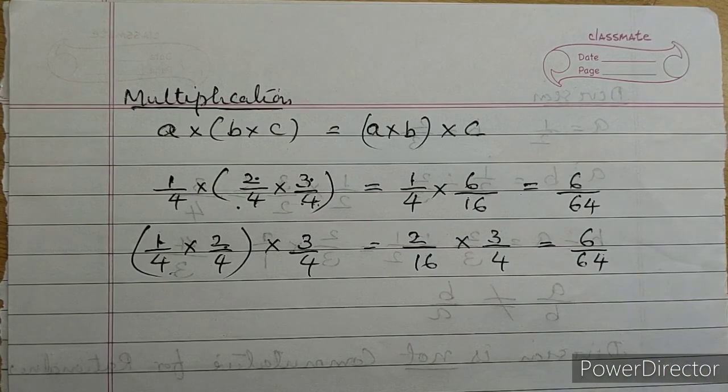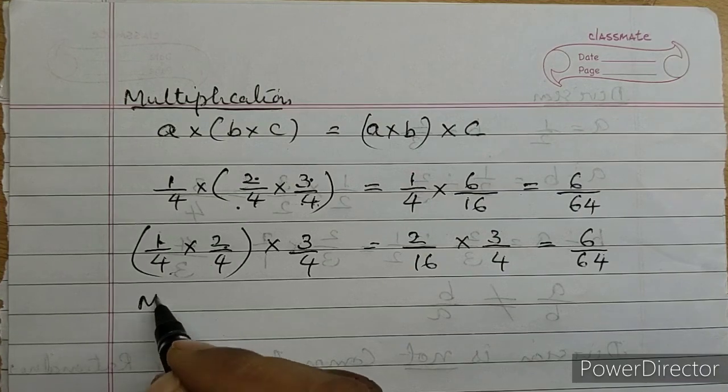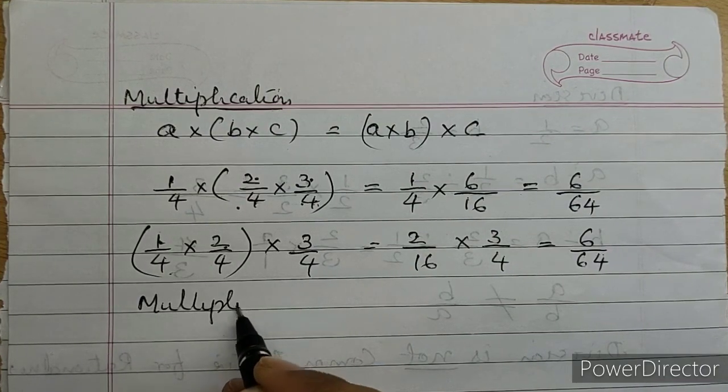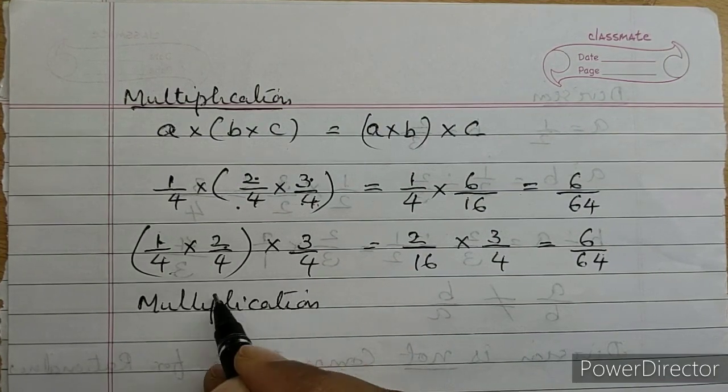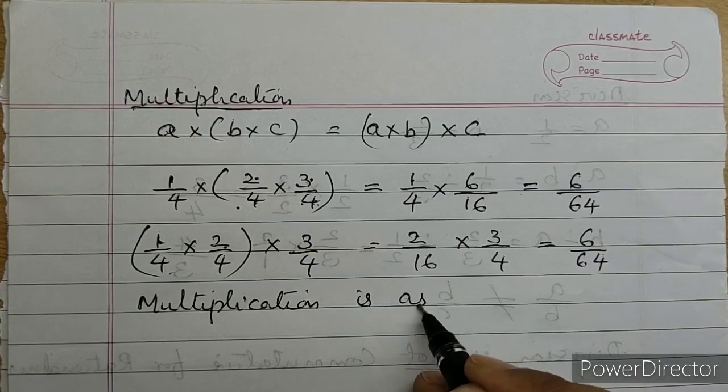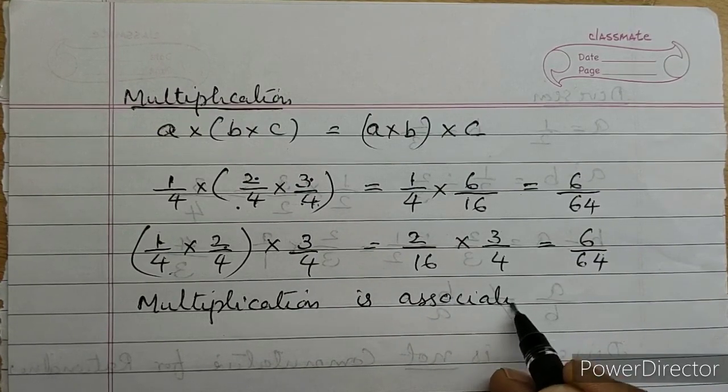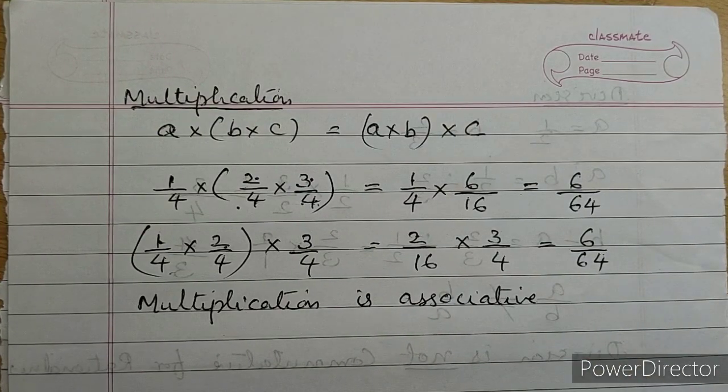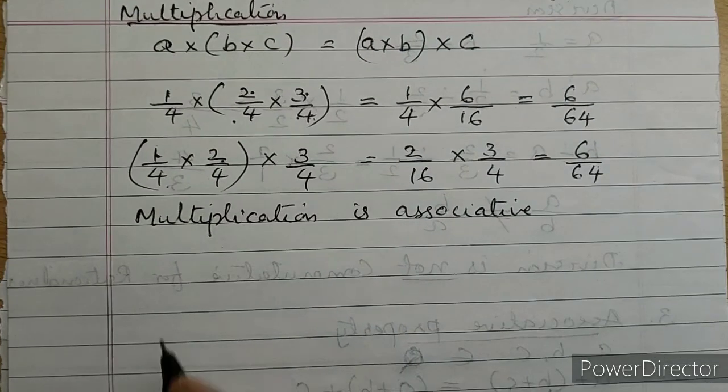Same answer you got. That means left hand side and right hand side are both equal, which concludes that multiplication is associative for rational numbers. Next comes division.